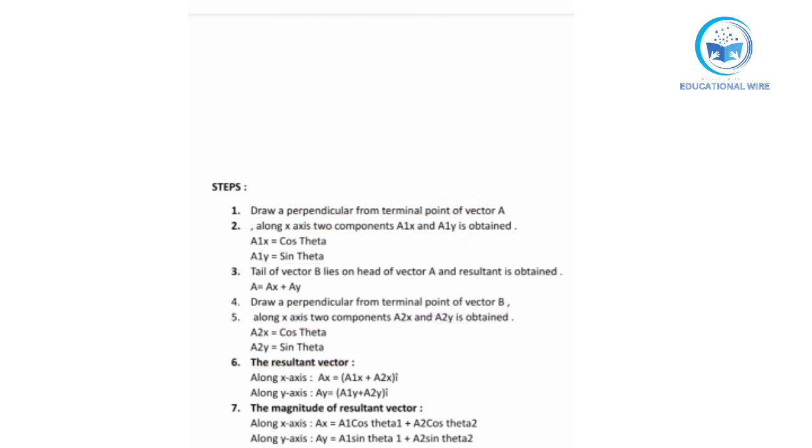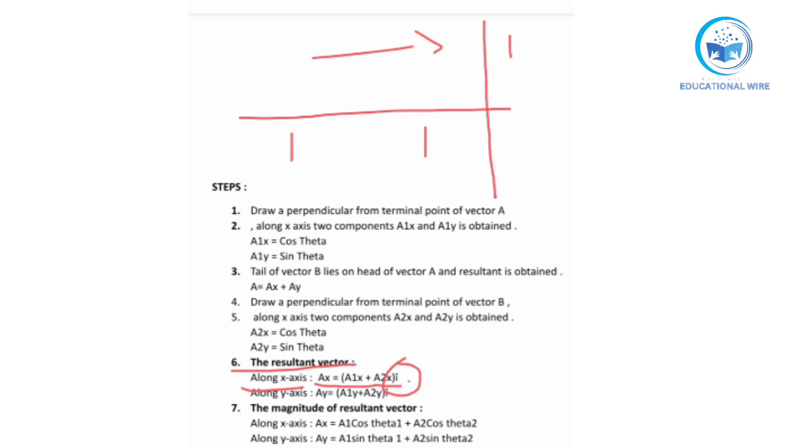After that, the last thing we have here is written that the resultant vector along the x-axis, ax, is equal to a1x plus a2x. As I made the line over here, we are having a1x and a2x. I put I over here because in the resultant vector we want a particular unit, so that's why we put it over here. After that, along the y-axis I made this line. Here was a1y and a2y.